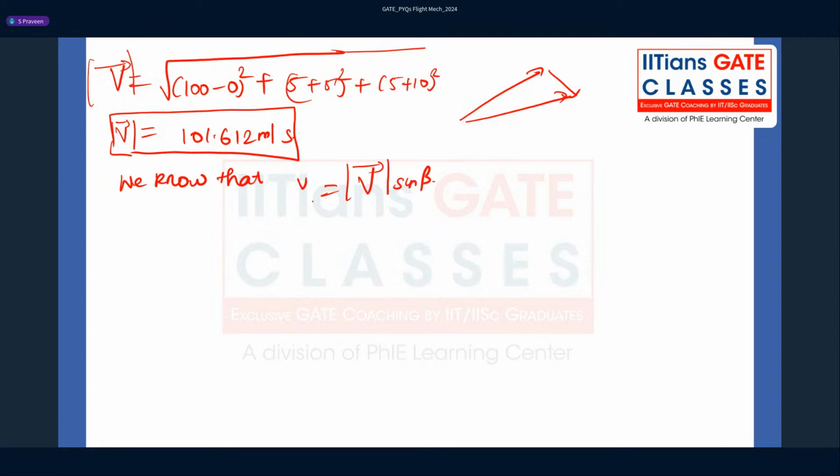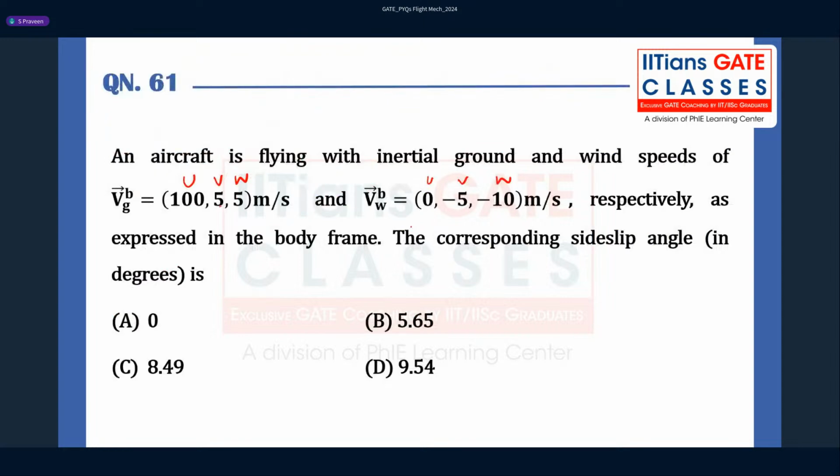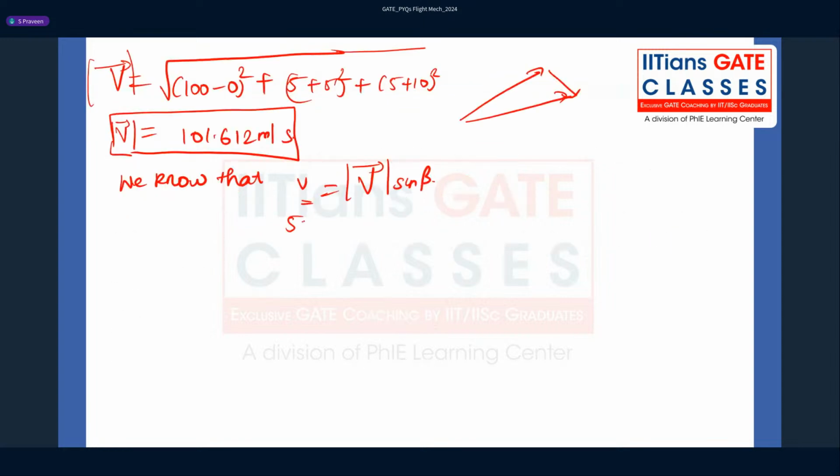Okay, so which means what? So what is the vertical velocity? It is basically 5 minus of minus 5. So this will become 5 plus 5. That is basically 101.612 times sine beta. So from here get beta.